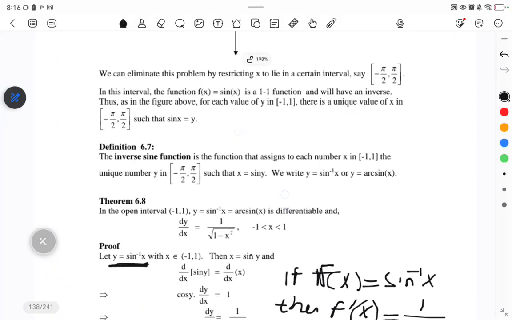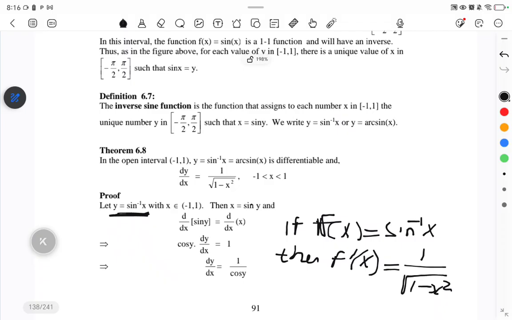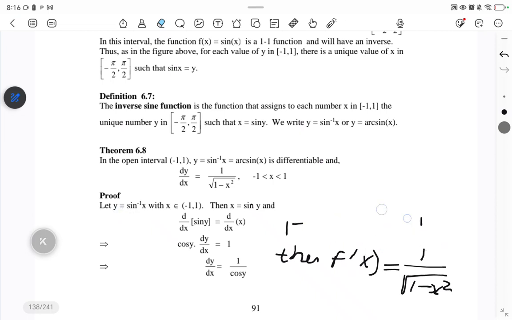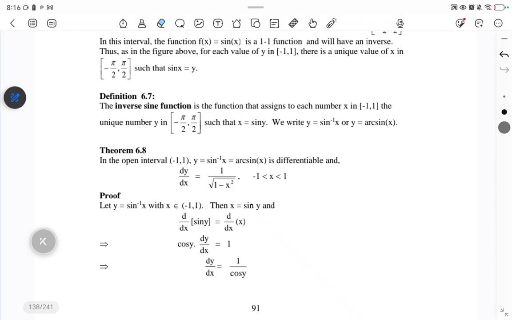So they can tell you, they can say if f of x is equal to arc sine of x, then f prime of x is equal to this, and then they tell you to prove it. You see, right? So these are the type of questions that we're gonna be focusing on here. So if you look at the previous question paper, you realize that these are the type of questions that they can ask.